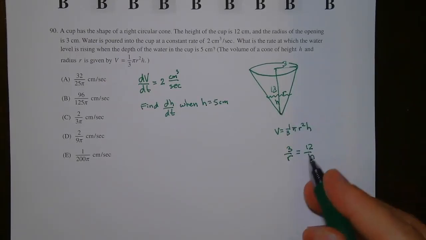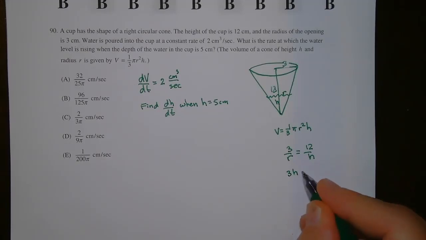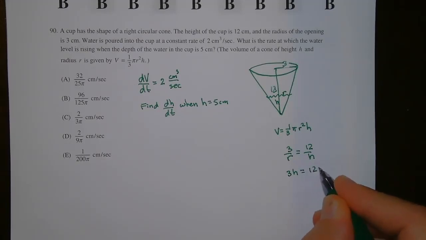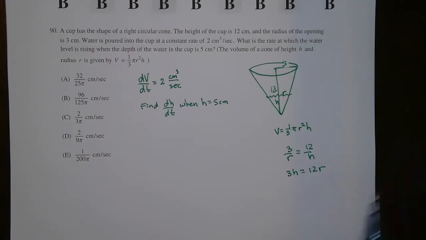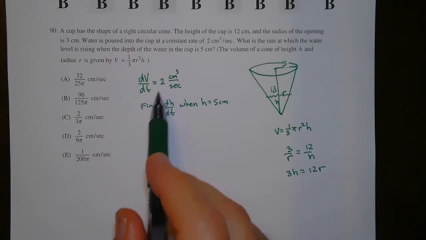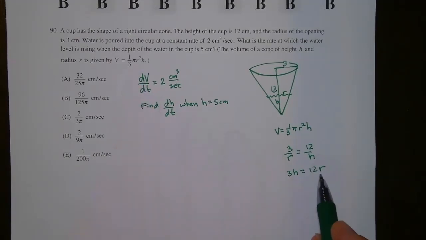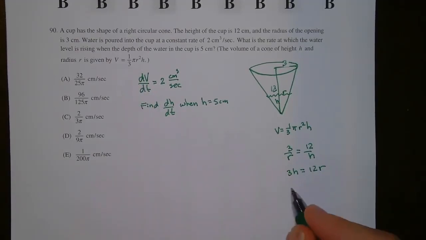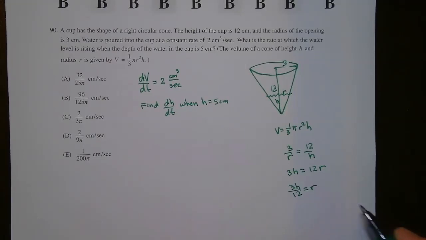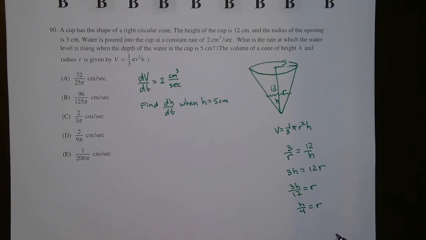So that would mean 3H is equal to 12R. Now, I want H in my formula here. I don't want R, so I want to solve this for R. So that'd be 3H over 12 is equal to R, or H over 4 is equal to R. So that's always true. The radius is always going to be a fourth of whatever the height is.